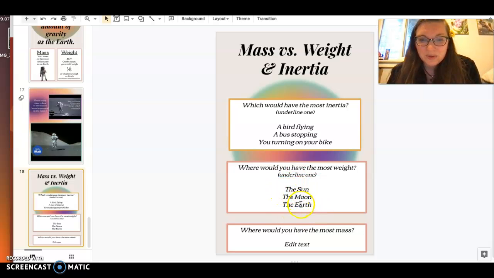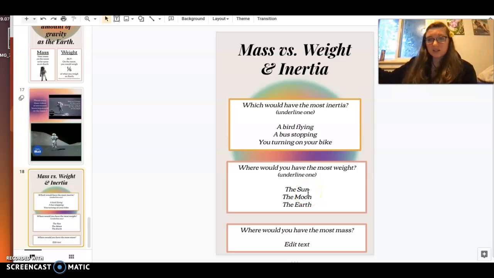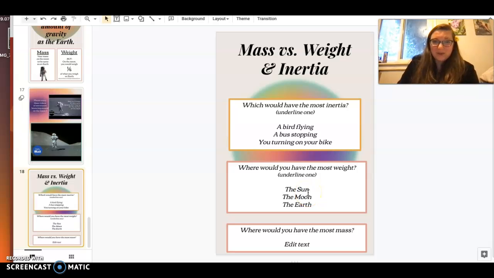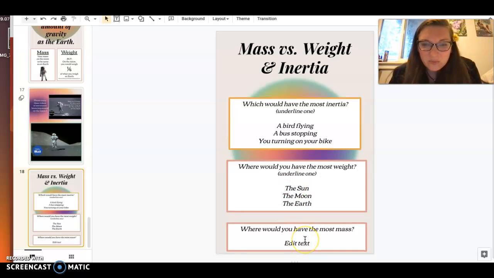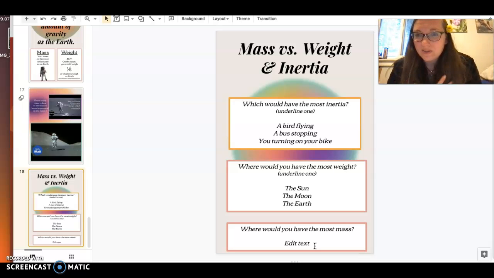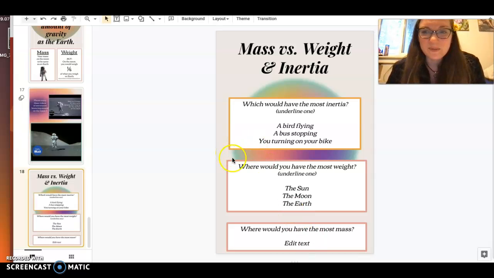The sun, the moon, or the earth? You would weigh the most on the sun, because the sun is a much larger object, so it would just kind of crush you. And where would you have the most mass? Well, the amount of mass that you have, the amount of stuff that makes you up, is not going to change on different planets. So yeah, your mass is the same no matter where you are.